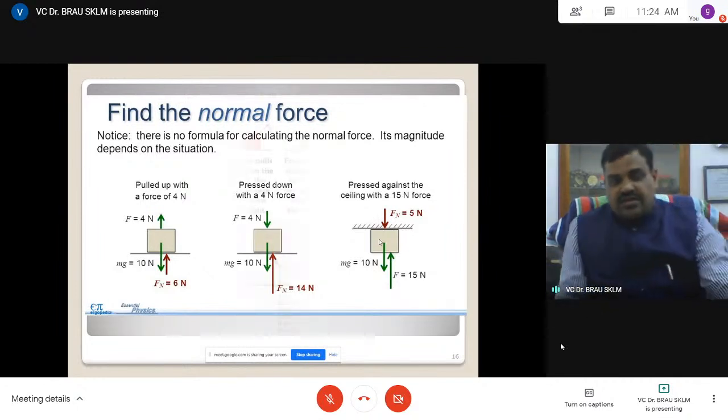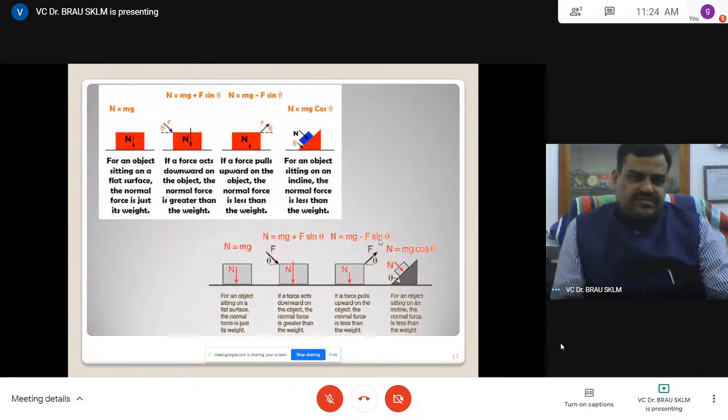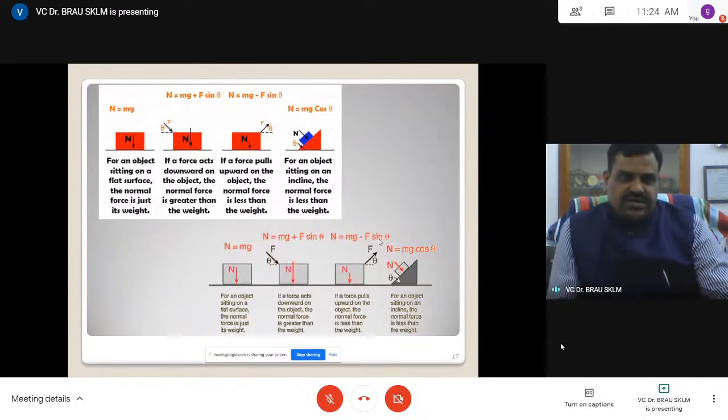Now see another, similar analogy. For an object sitting on a flat surface, the normal force is just its weight. The upward force is the reaction N and the downward force is the weight, and the weight is equal to mg. If a force acts downwards on the object, the normal force is greater than the weight. Here.